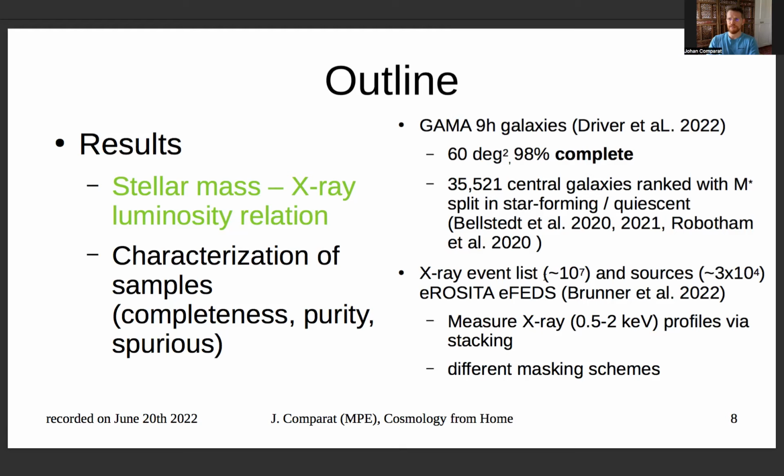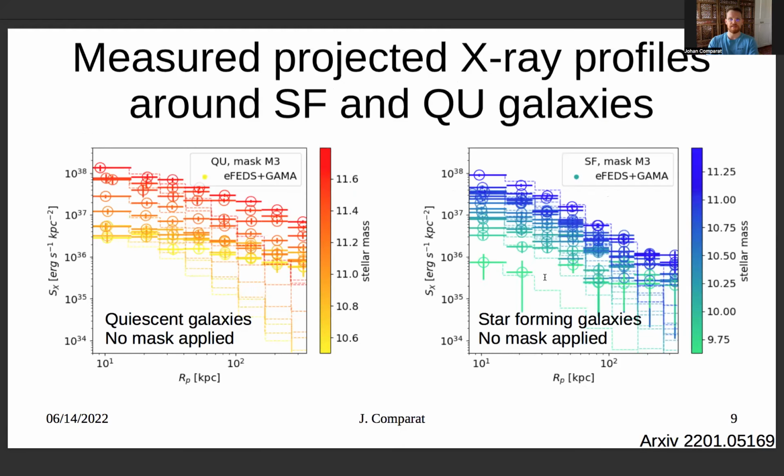We measure around all these central galaxies the X-ray luminosity profile for different masking schemes. We obtain around star-forming and quiescent galaxies profiles. On the left, you see profiles of the quiescent galaxies, and on the right, profiles of the star-forming galaxies. The profiles look very different from one another. The quiescent profiles look very extended. If you compare to these small dashed lines you see on the left, on the large scale above 100 kiloparsec, they are significantly above. The star-forming profiles are quite consistent with the point source profile.